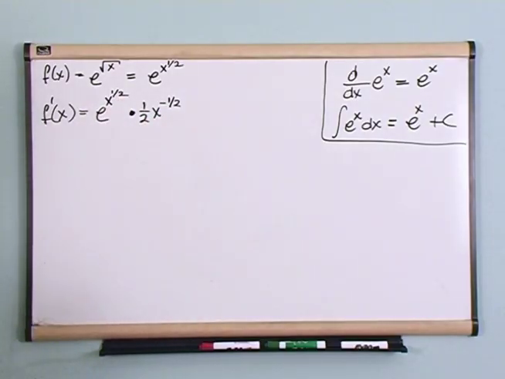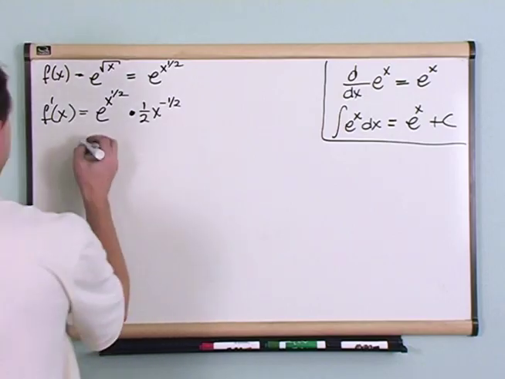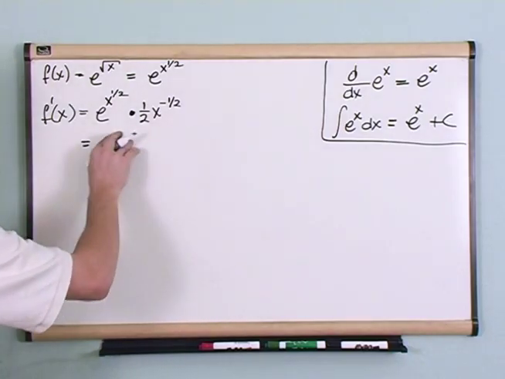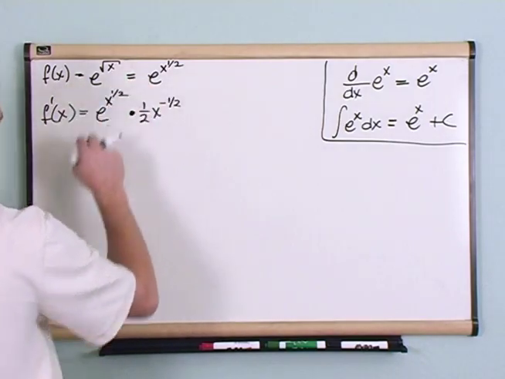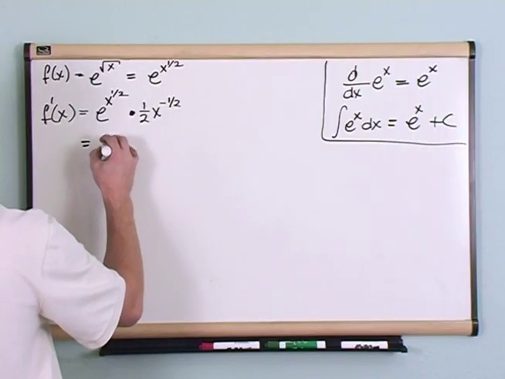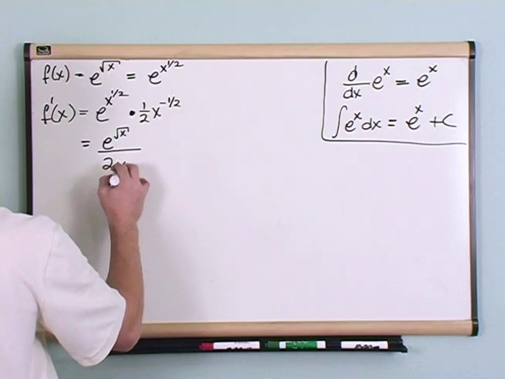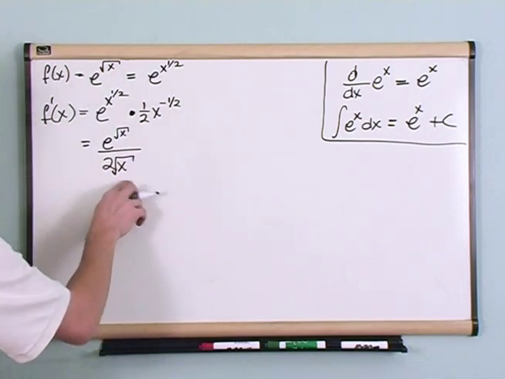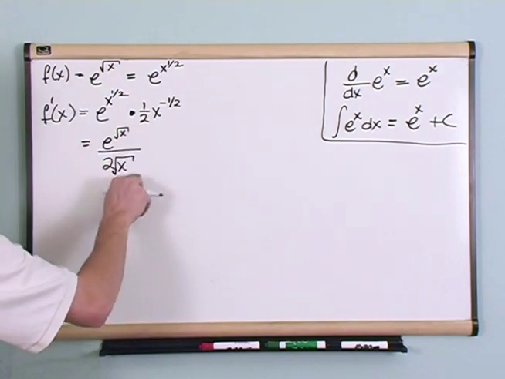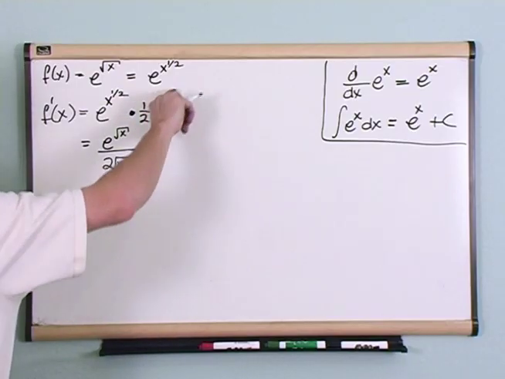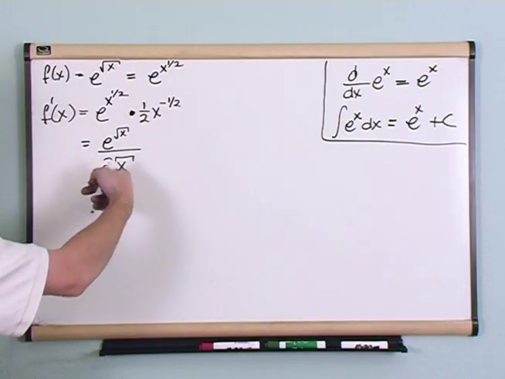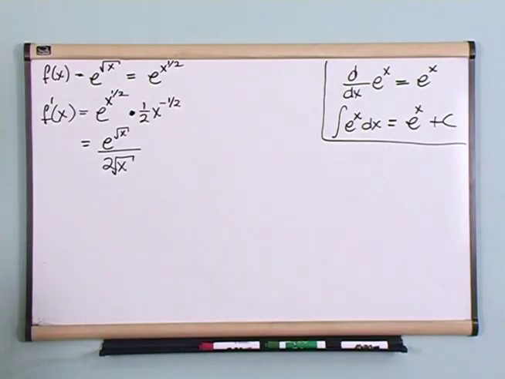So really this is the answer. I mean, there's nothing else to do. If you want to write it more in terms of the problem, then you would just have e to the square root of x over 2 times the square root of x. The 2 comes from here, the square root of x comes from this x to the negative 1/2, move it down to the bottom, and then put that square root on it. And that would basically be the answer.